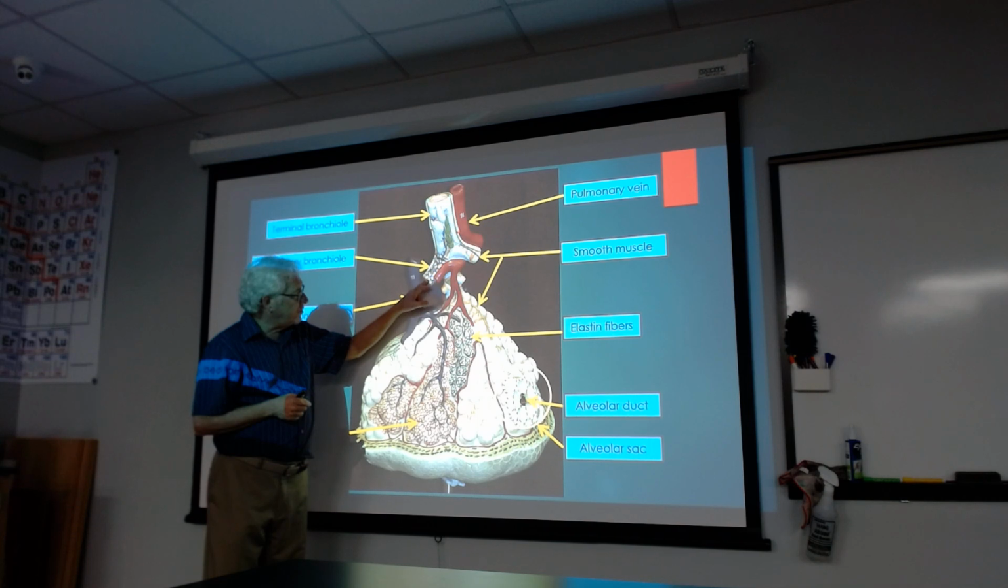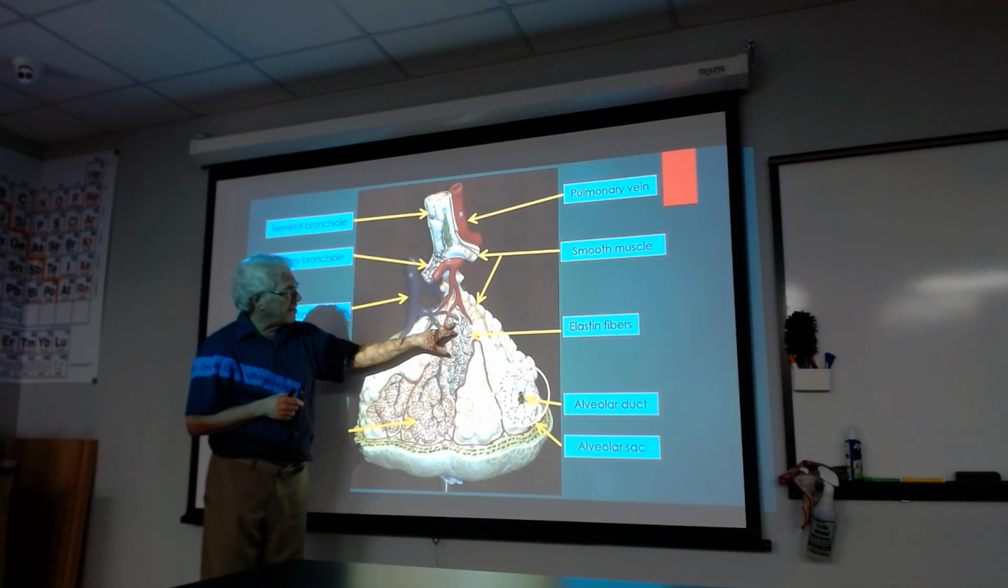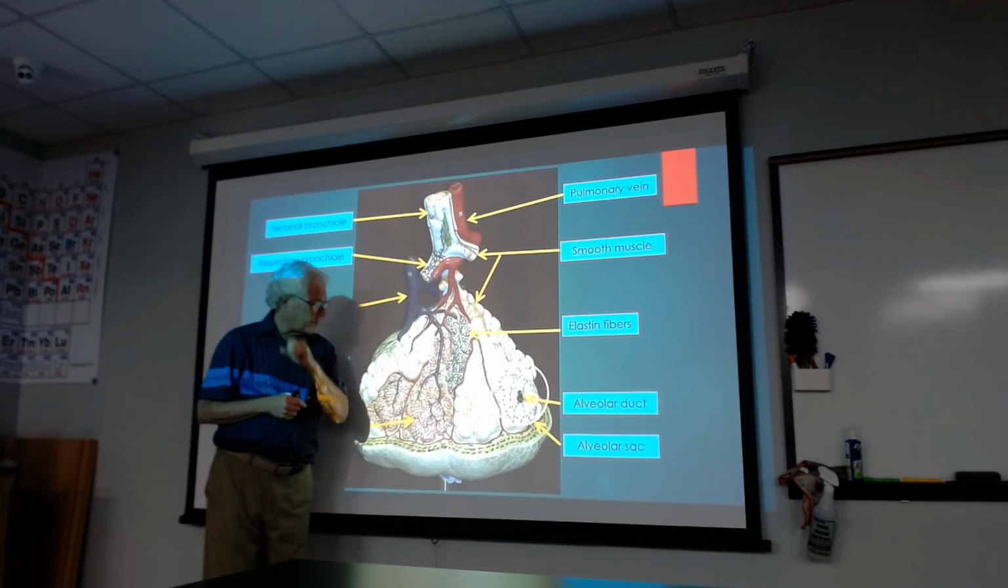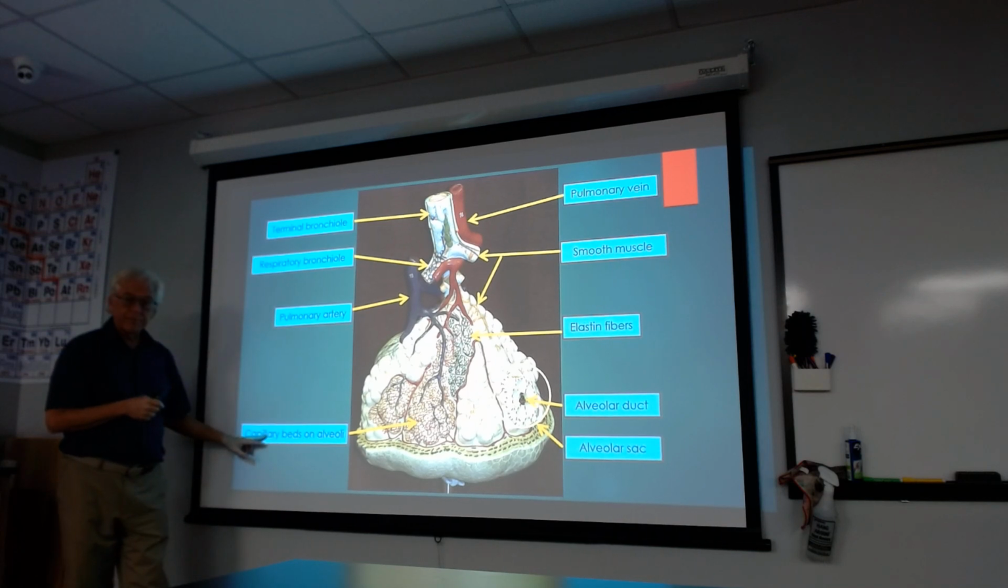These are elastin fibers, so your bronchioles can be elastic. These are elastin fibers, so your alveoli can be elastic. Obviously, all the red stuff are the capillaries.